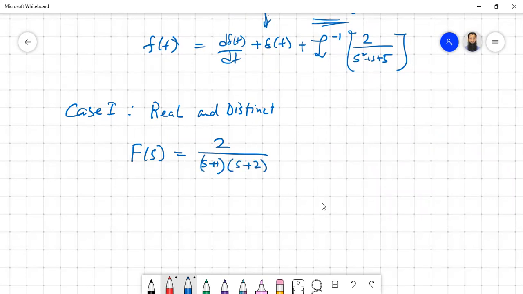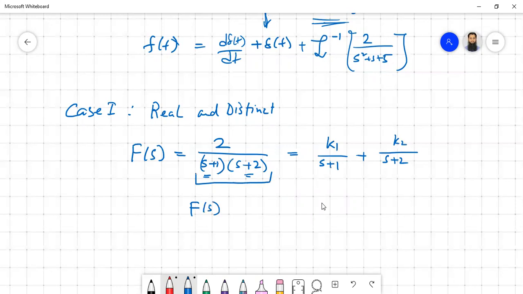Now, as you can see, you have 2 roots. One is S plus 1 and one is S plus 2. So we have to go for the partial fraction to separate these two. So basically we have to write K1 by S plus 1 plus K2 by S plus 2. So what is K1? The idea is simple. The whole function F(s) is this one, and the formula is very simple: F(s) has to be multiplied with the corresponding value.